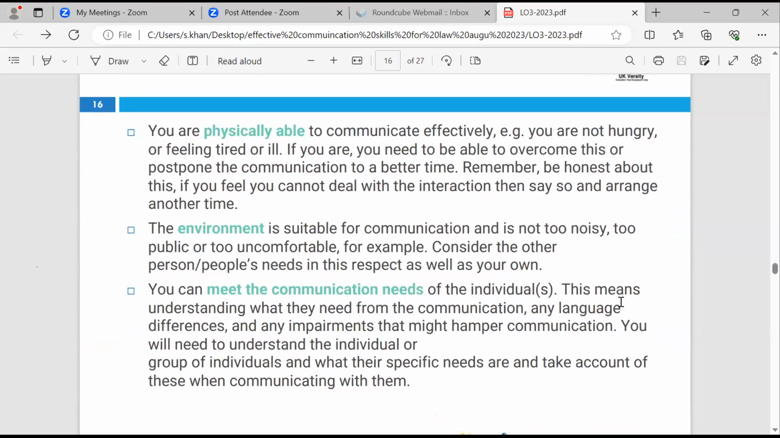For example, you are not hungry or feeling tired or ill. If you are, you need to be able to overcome this or postpone the communication to a better time. Remember, be honest about this. If you feel you cannot deal with the interaction, then say so and arrange another time. Physically, you have to be able to listen to understand the person, because if you're hungry and tired, that will become an effective barrier.